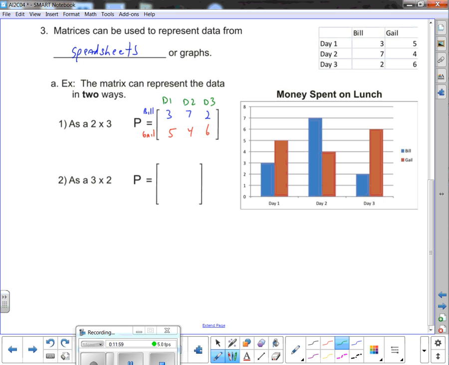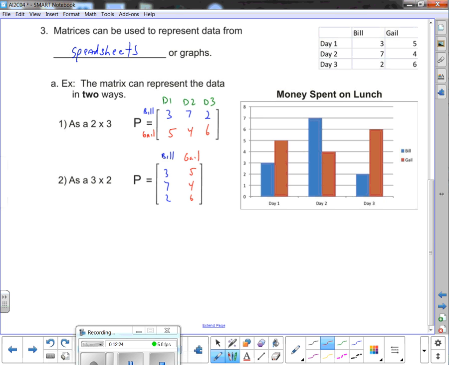3 rows. But again, to use my color here, let me go ahead and do Bill as column 1. 3, 7, 2. So now, oops, that should have been blue. Let me grab my blue. Bill is blue. So, right, Bill is a 3, 7, 2. And what is Gail? Gail is a 5, 4, 6.